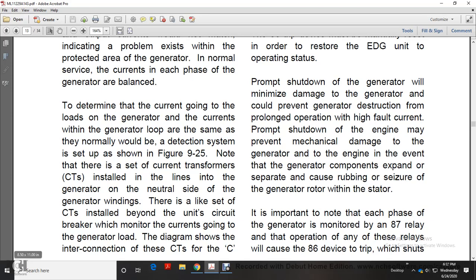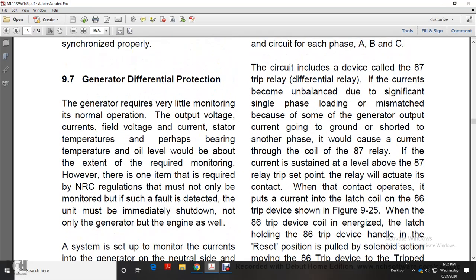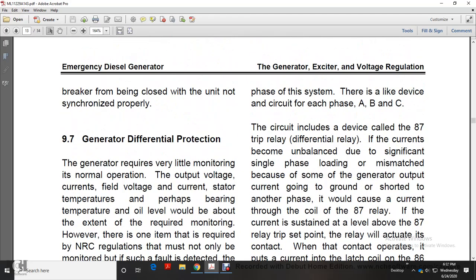This diagram shows the interconnection of the current transformers, CT4C, for the phases of the system. The circuit breaker is on each phase, A, B, and C. The device is called the 87 trip relay, a differential relay. The current becomes unbalanced due to significant single phase loading or a mismatch, such as some of the generator output current going to ground or shorting to another phase, which causes current through the coil of the 87 relay.